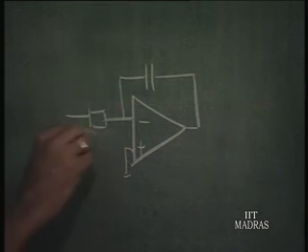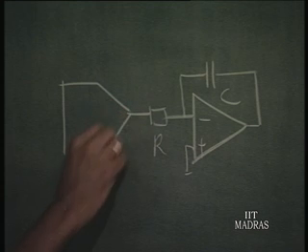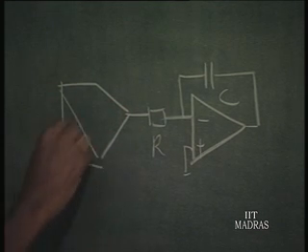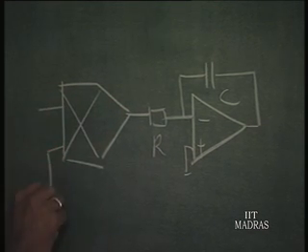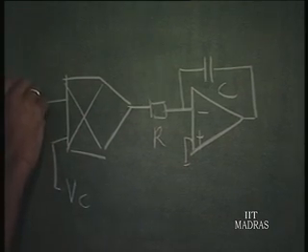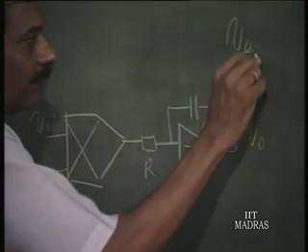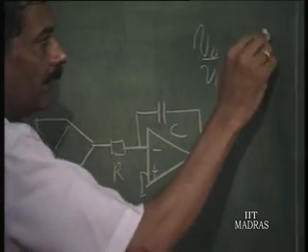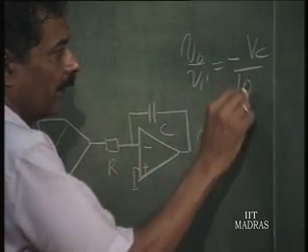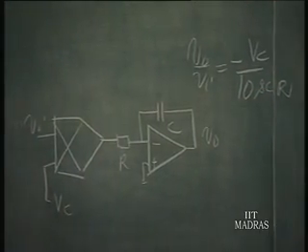For example, if an integrator is being used, RC, and I put a multiplier along with it, this is VC, this is VI, this is V naught. We know that V naught over VI is equal to minus VC by 10 SCR. This we had earlier itself indicated when we discussed filters and all that.